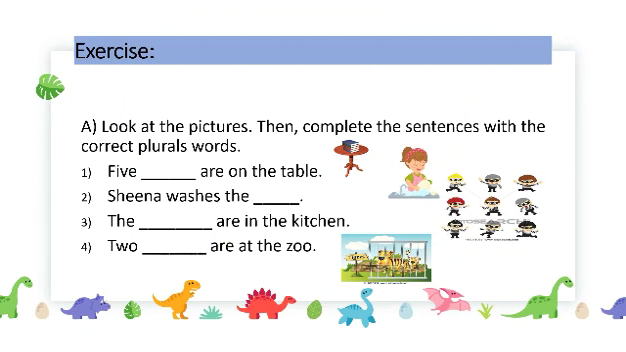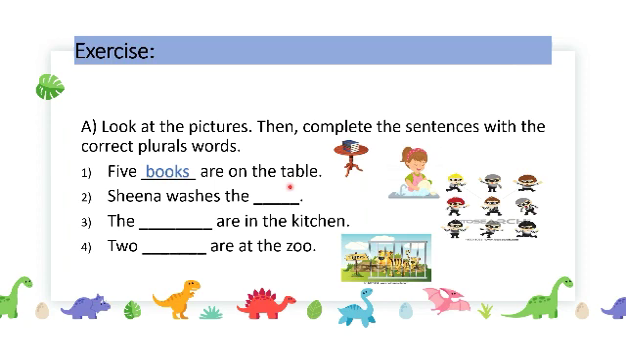Students, let's start with the first exercise. Look at the pictures, then complete the sentences with the correct plural words. Here you have to see the picture and write down the plural word. The first sentence goes like this: 5 dash are on the table. You all can see what is there on the table. Yes, you all are right. 5 books. Yes, it's books, B-O-O-K-S. 5 books are on the table.